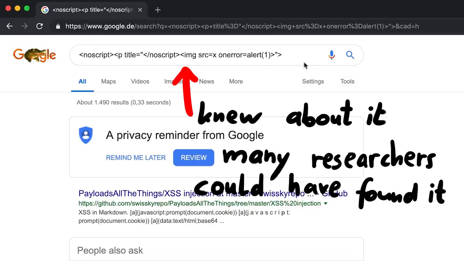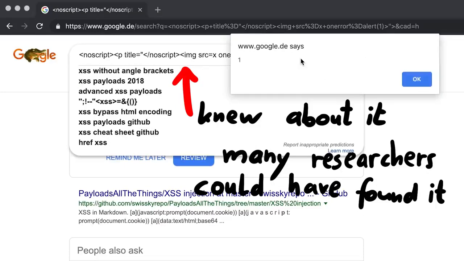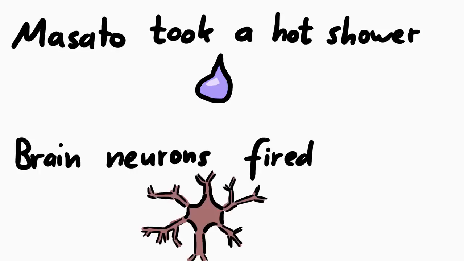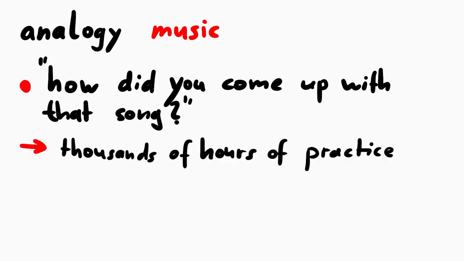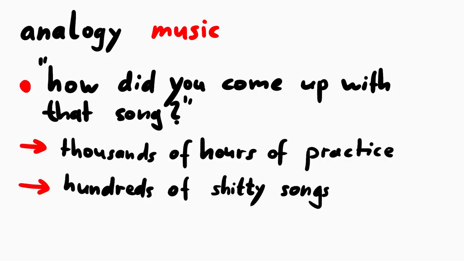There are a lot of experienced browser and XSS researchers that could have found this XSS, but Masato happened to take a hot shower in the right moment and his brain neurons fired and led to those thoughts. I have no clue why, he probably also doesn't really know. This is how creativity works. Maybe a good analogy would be like asking a musician how they came up with a certain melody. A musician also has to spend thousands of hours practicing and gaining experience in music, creating hundreds of shitty songs before they come up with an amazing song.